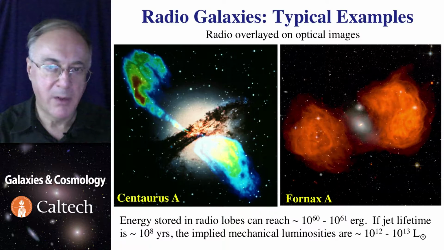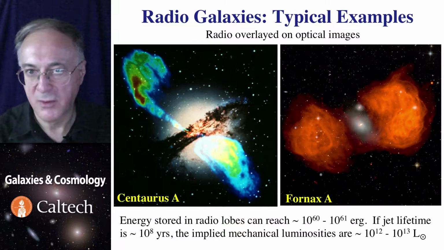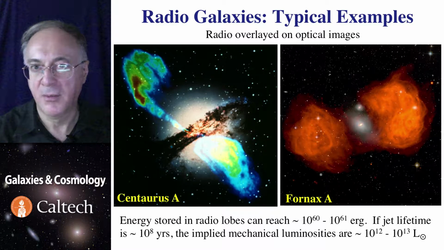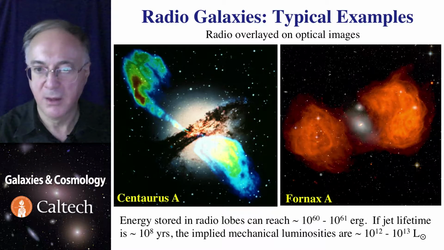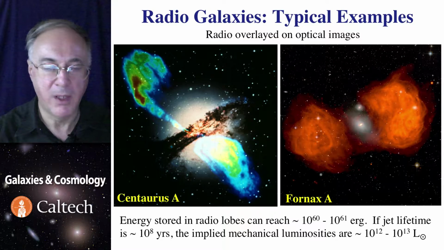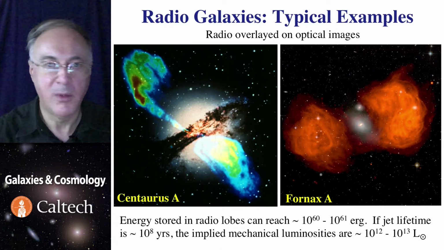The lobes are powered by synchrotron emission, and from the measurements of their brightness and some simple physics, it was inferred very early on that they contained phenomenal amounts of energy, something like 10 to the 60 or 10 to the 61 ergs in highly ionized plasma. So the question was, what deposited that energy in the radio lobes? What's powering them? And it was understood very early on that black holes can be a viable mechanism to do that.